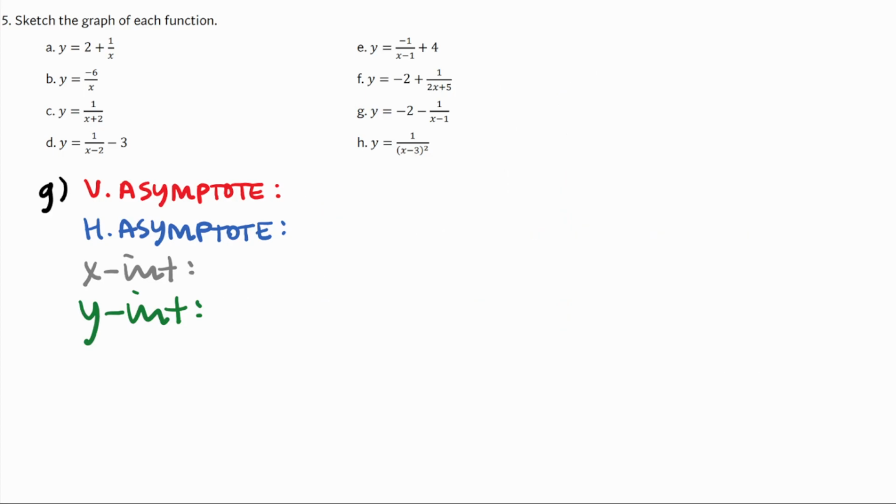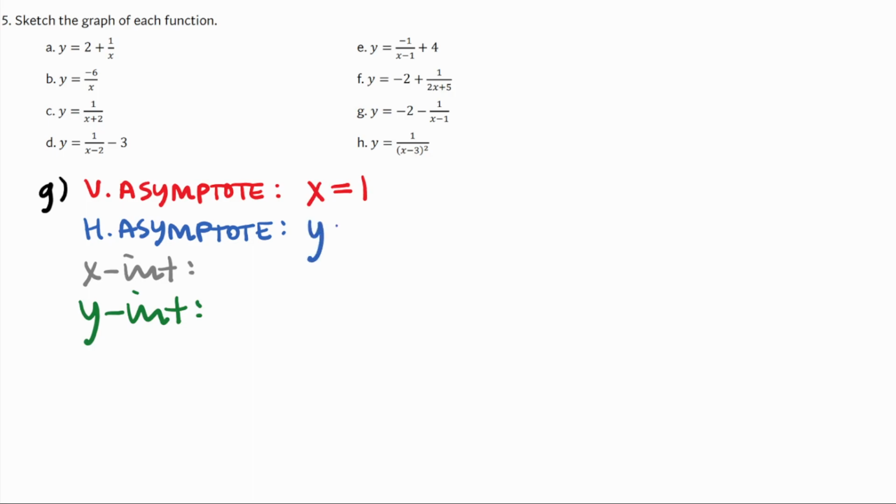All right, with G, I've got negative 2 minus 1 over x minus 1. So that's going to be kind of like E, but I wanted to make sure I did one where the minus was not in the fraction, so that we saw it looking both ways, because that's kind of equivalent. Vertical asymptote, same as always: what causes the denominator to equal 0? That's going to be x equals 1.